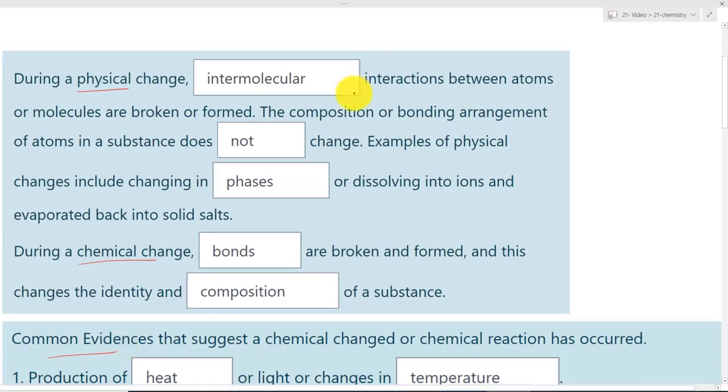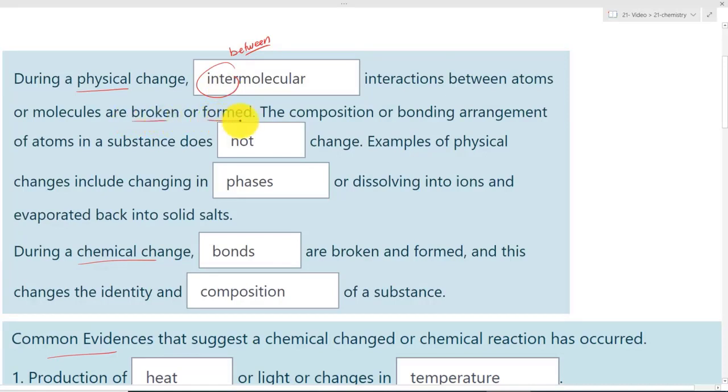A physical change occurs when there is a change in intermolecular interaction. Well, inter, that is between. So it's between the atoms and the molecules in that particular mixture. And the way it works is that the interactions between the molecules are broken and reformed.